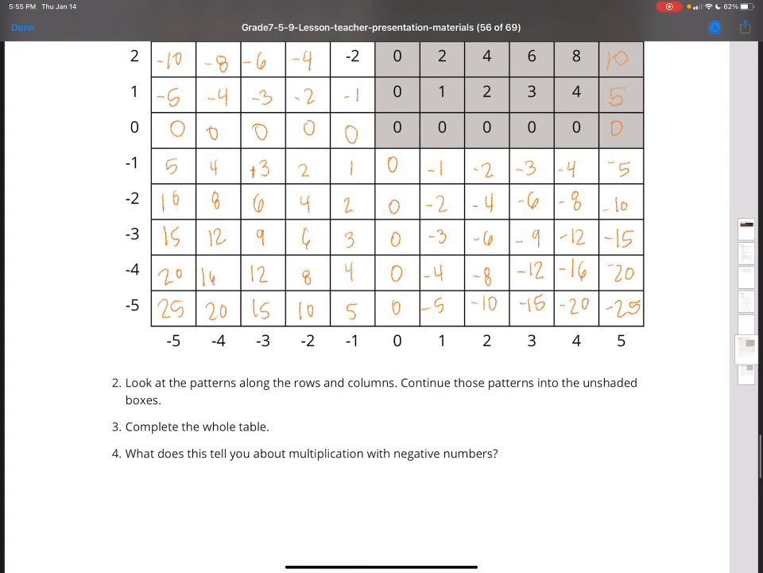All right, so 4 says, what does this tell you about multiplication with negative numbers? All right, so here's what the books have, and I'm going to read you verbatim. It says, what does this tell us about multiplying negative numbers? When you multiply, a negative times a negative will be a positive, and if you multiply two numbers that are the same, it's going to be a positive. If you multiply two numbers that are different, it's going to be a negative.